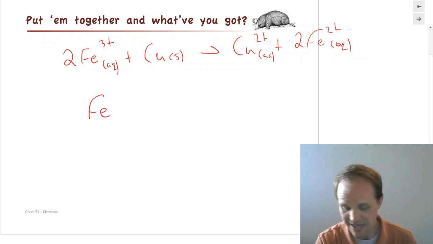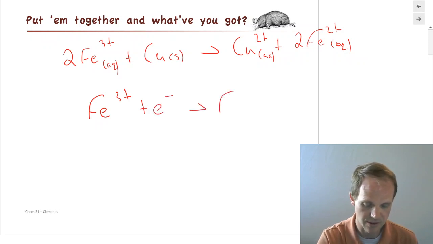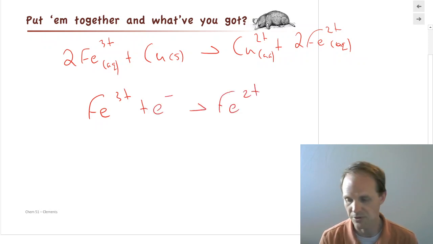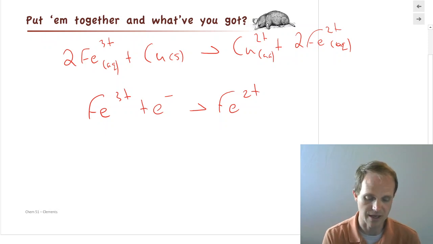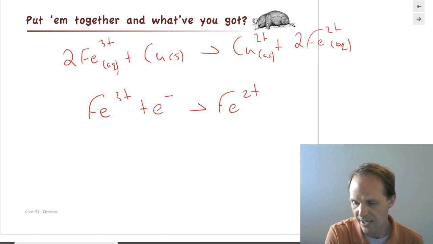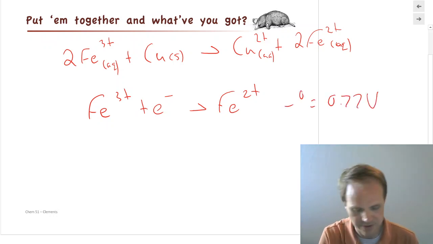So what do we have? The reduction potential says that iron 3+ adds 1 electron to go to iron 2+. That is a reduction potential, and that's actually what we're doing here. We're reducing iron, so that's great. And so we looked that up. The standard reduction potential is 0.77 volts.